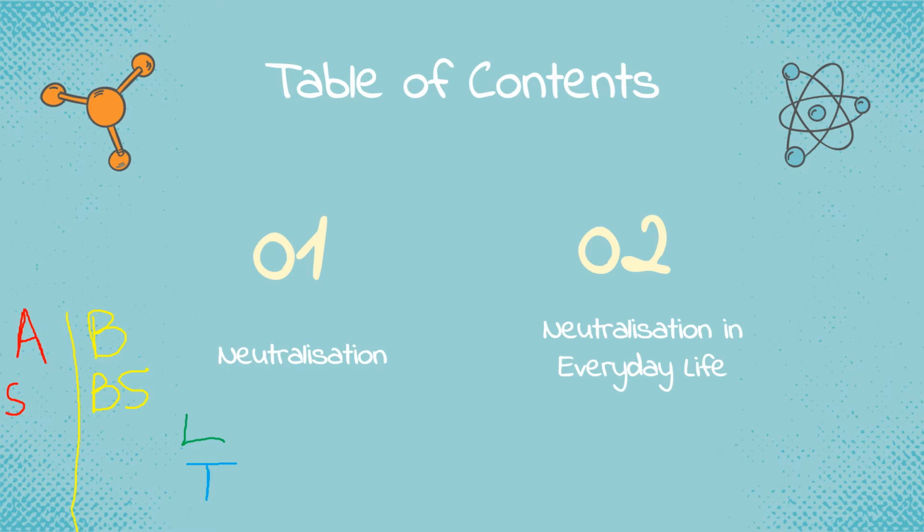Does anybody remember what litmus turns into when it's put into an acid or base? Well, I'll tell you. Litmus turns red when it's put into an acid, and it turns blue when it's put into a base. Turmeric is the opposite: it turns red when it's put into a base and it turns yellow when it's put into an acid. That's it for the recap. Now let's get started with these two topics.